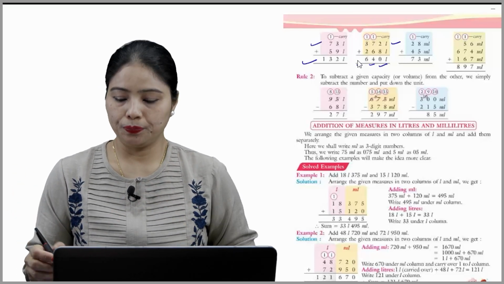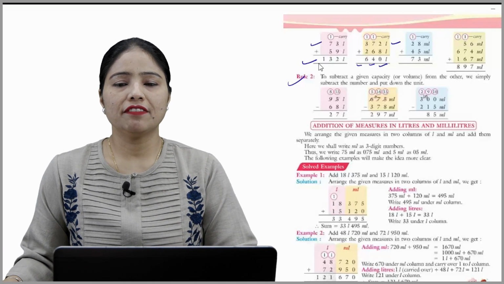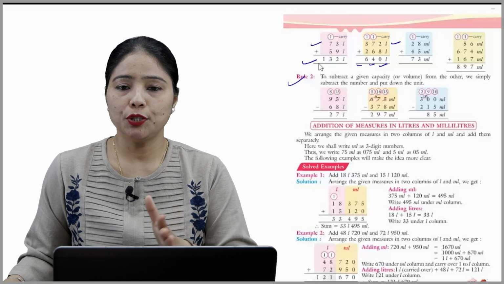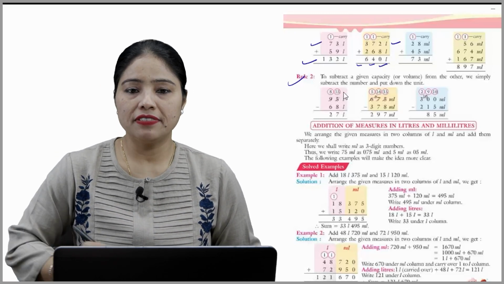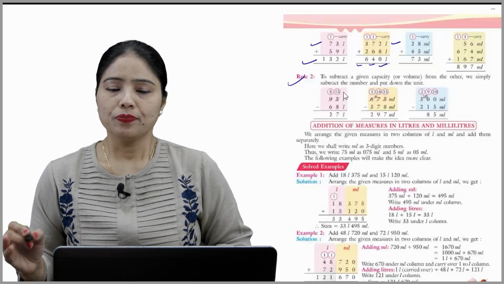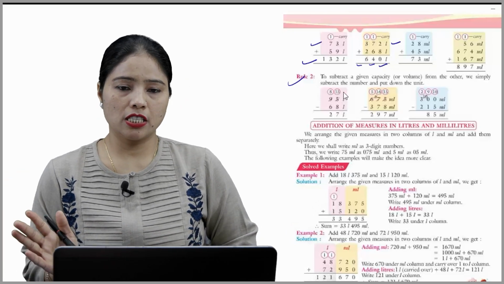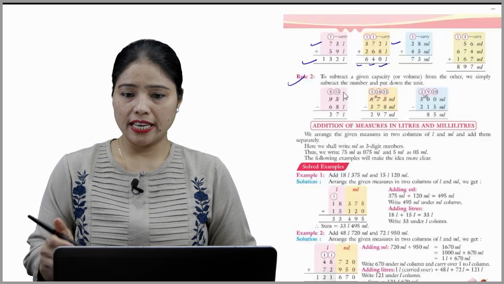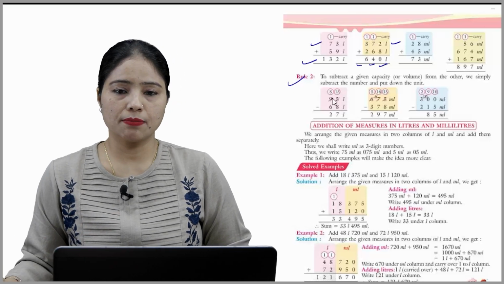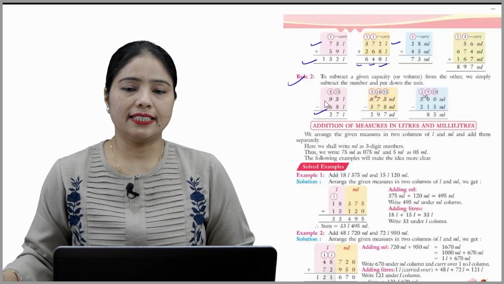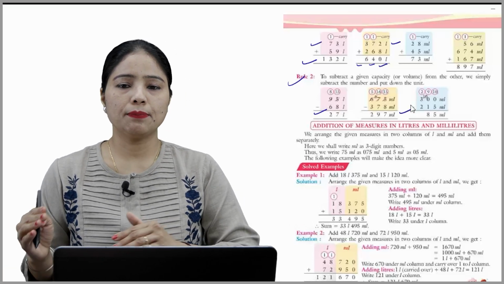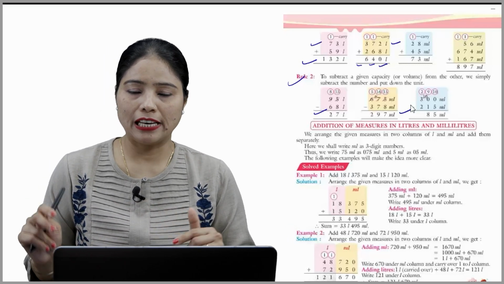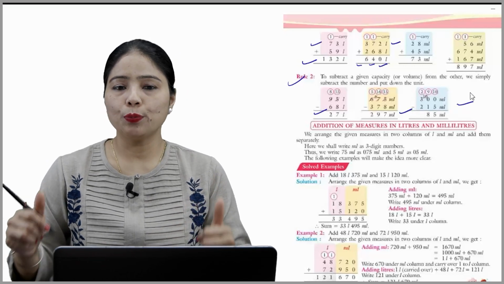Now rule number 2. To subtract a given capacity or volume from the other, we simply subtract the numbers and put down the unit. So here it is given 95 liter, we have to subtract 68 liter. Similarly, we will do it as we did earlier subtraction sums. 5 minus 8 cannot be done. Just borrow, it becomes 15, 15 minus 8 is 7, and here 8 minus 6 is 2. So 27 liter. Same we will do in this one, solving from the ones place, so 297 milliliter after just subtracting both the values. Similarly this one. I hope you understood well.